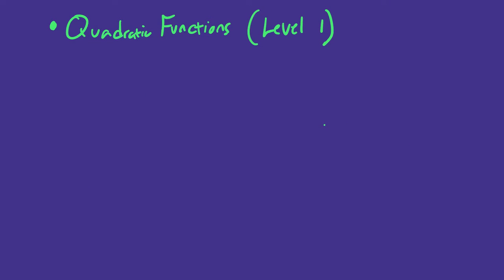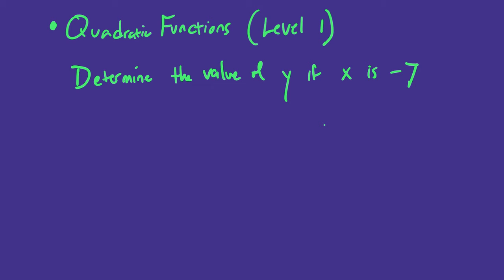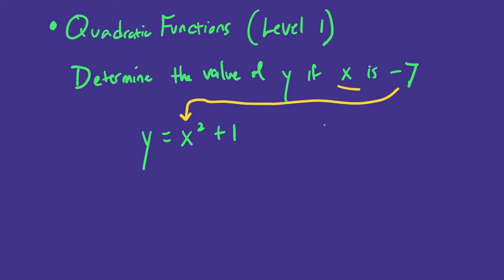Okay, so next we'll look at quadratic functions, and the instructions are going to say determine the value of y if x is -7. So not too complicated here. All we want to do is put -7 in for x. They tell us x is -7.